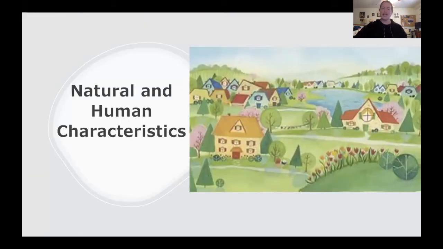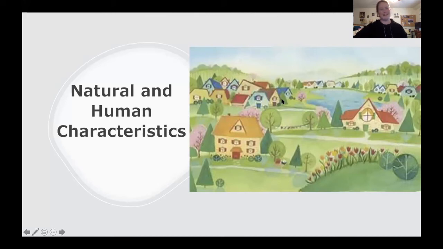Well, now let's take a look at some natural and human characteristics of a place. Here is a picture, and we've been learning that a natural characteristic or natural resource is something that we don't make. It just occurs naturally in nature on its own. But a human characteristic or man-made resource is something somebody had to make. So let's look at this picture. Oh, I see houses.